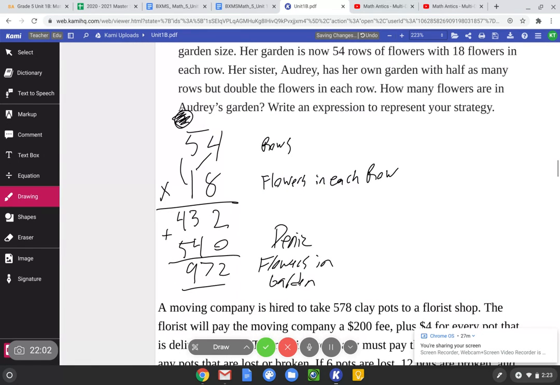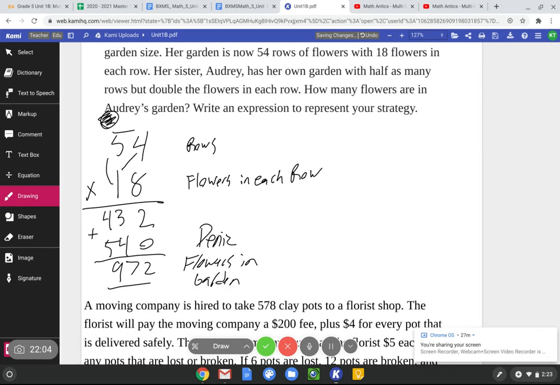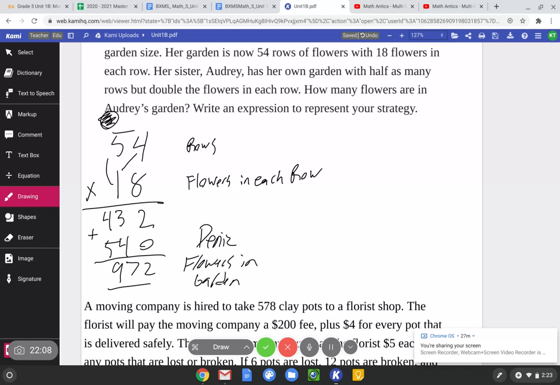Okay, now Audrey, let's figure out this sibling rivalry. Who won? Who has more flowers? So Audrey, she has half as many rows but double the flowers. So half as many rows. Let's begin that. So Denise has 54 rows. If we wanted to figure out half, we would divide it by 2, which equals 27.